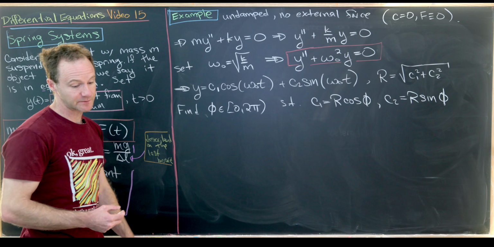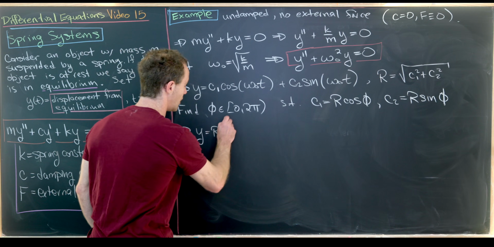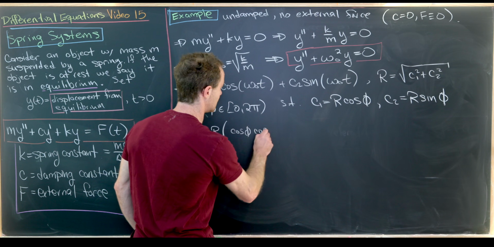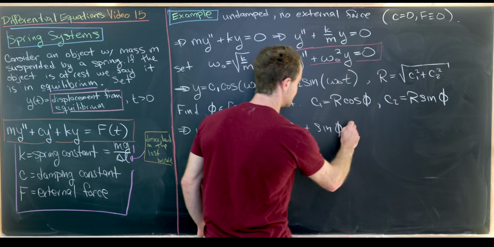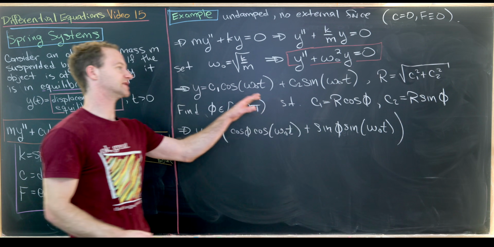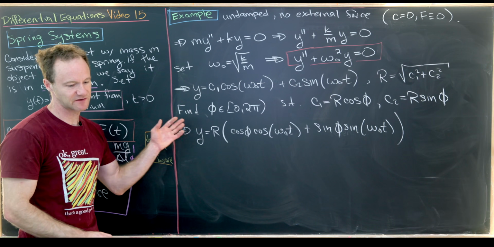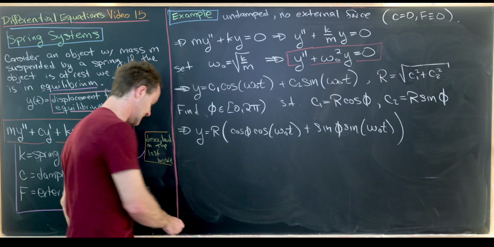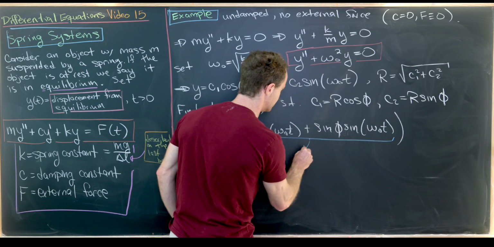Okay, so anyway, let's see what that leaves us with now. Now we have y is equal to r times cosine of phi times cosine omega naught times t plus sine of phi times sine of omega naught times t. Notice because r is a factor of the c1 expansion and the c2 expansion, I can factor it out of the entire thing. But now there's a trig identity which can help us reduce this thing which has the blue underline.